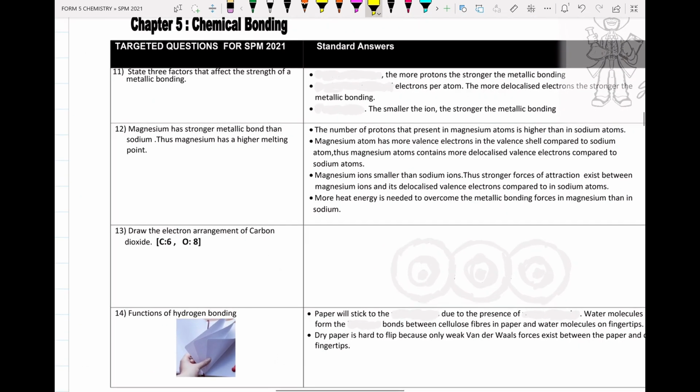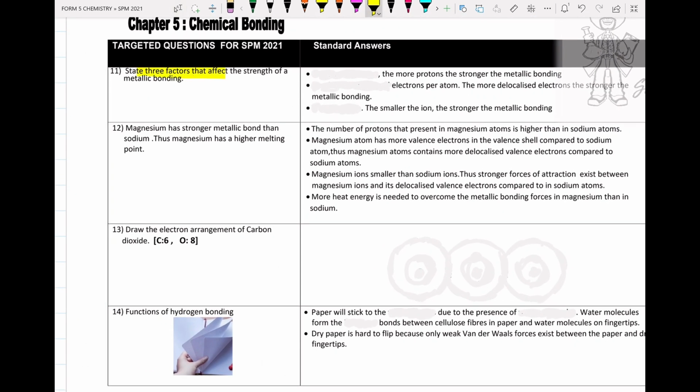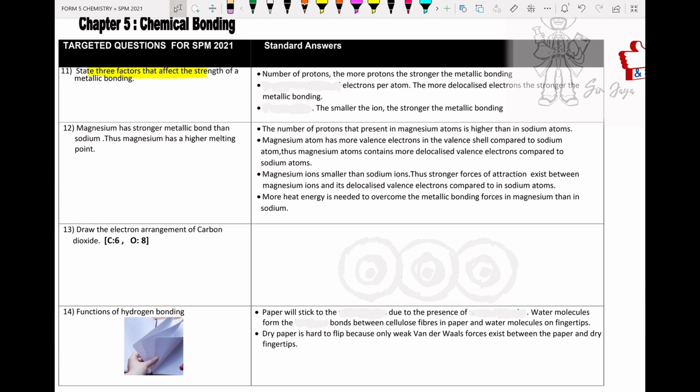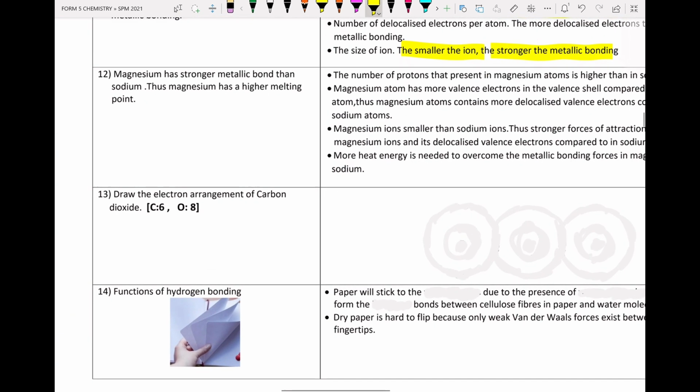So next part we go for this one. State the three factors that affect the metallic bonding. First factor, the number of protons, or the proton number. The more protons, the stronger the metallic bonding. The second one, the number of delocalized electrons per atom. The more delocalized electrons, the stronger the metallic bonding. And the size of ion. The smaller the size of ion, the stronger the metallic bonding. Try to check question number 12.